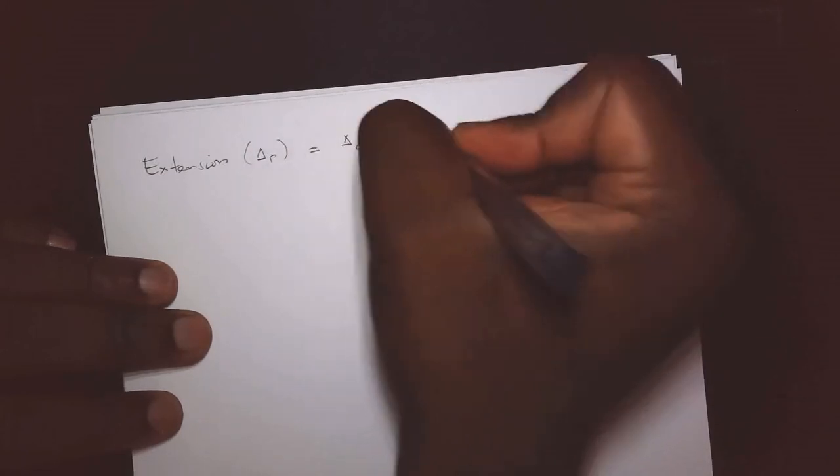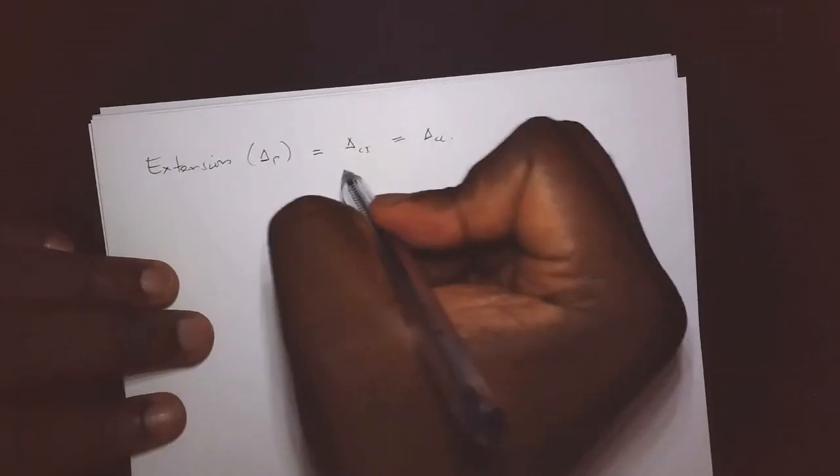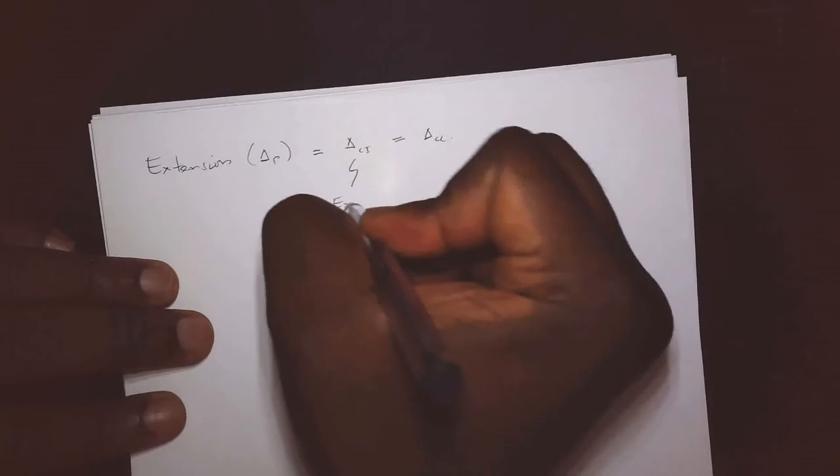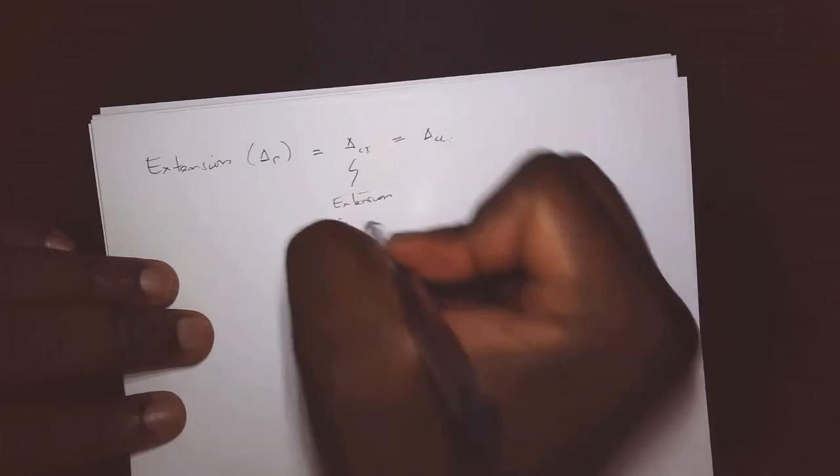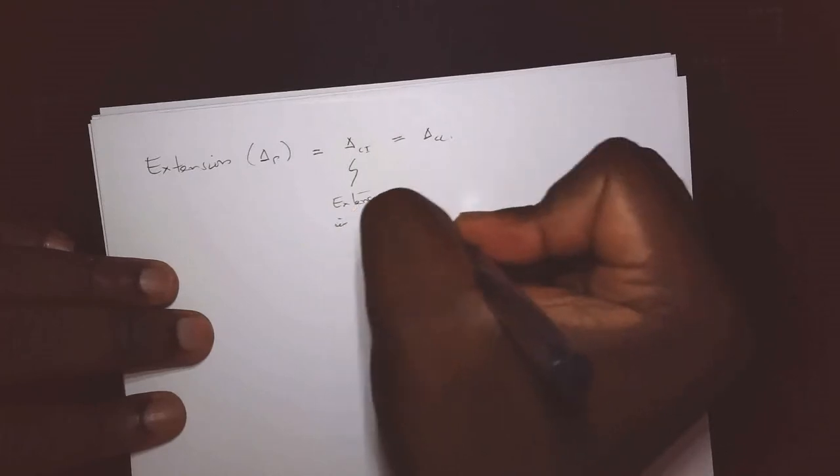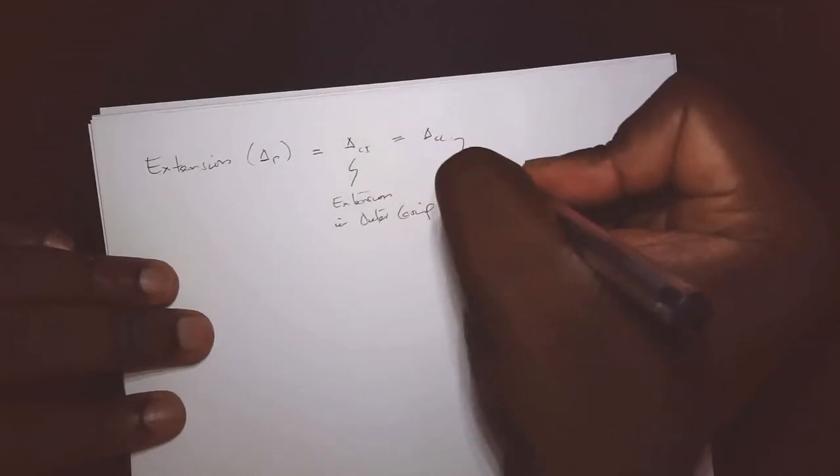we're going to assume that the extension delta P, so that is the extension in the pillar, will be equal to the extension in the materials that form the composite. So that will be equal to delta Ci, which is equal to delta Cc. Okay, so this is extension in outer casing, and this is equal to the extension in the concrete core.